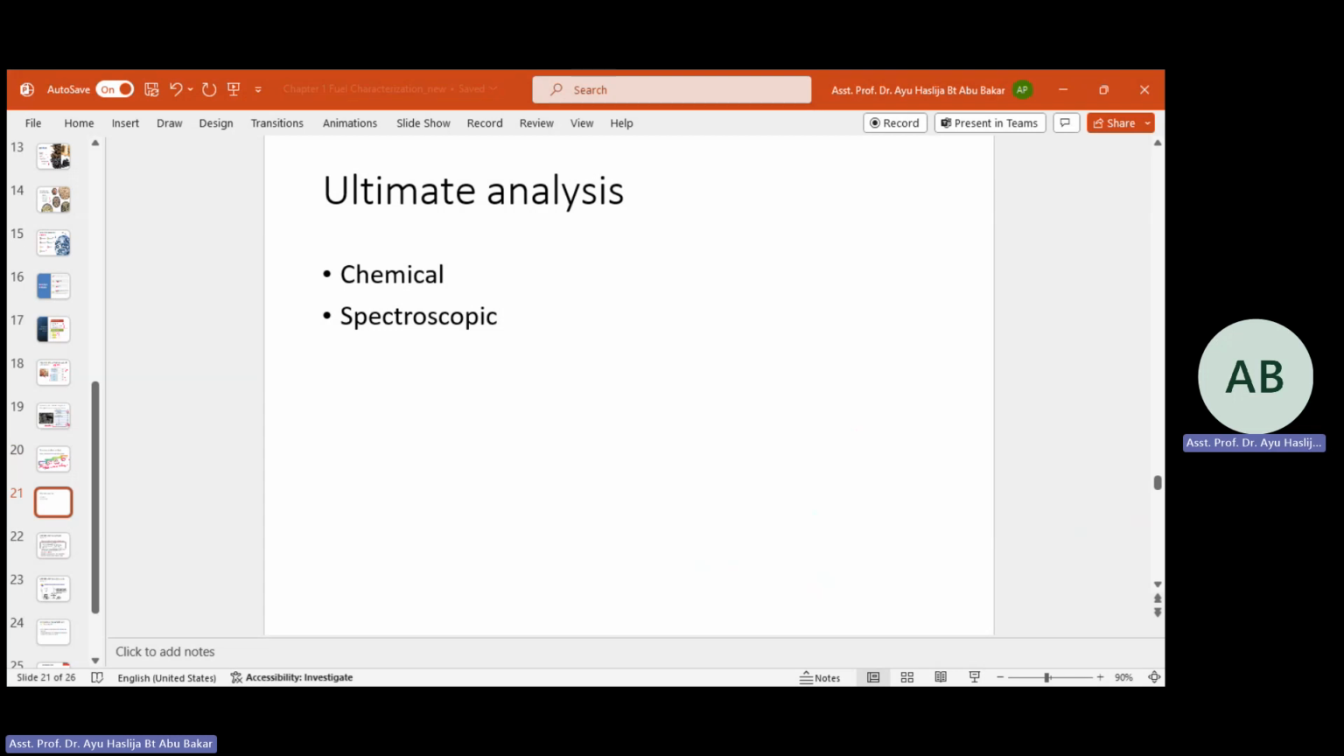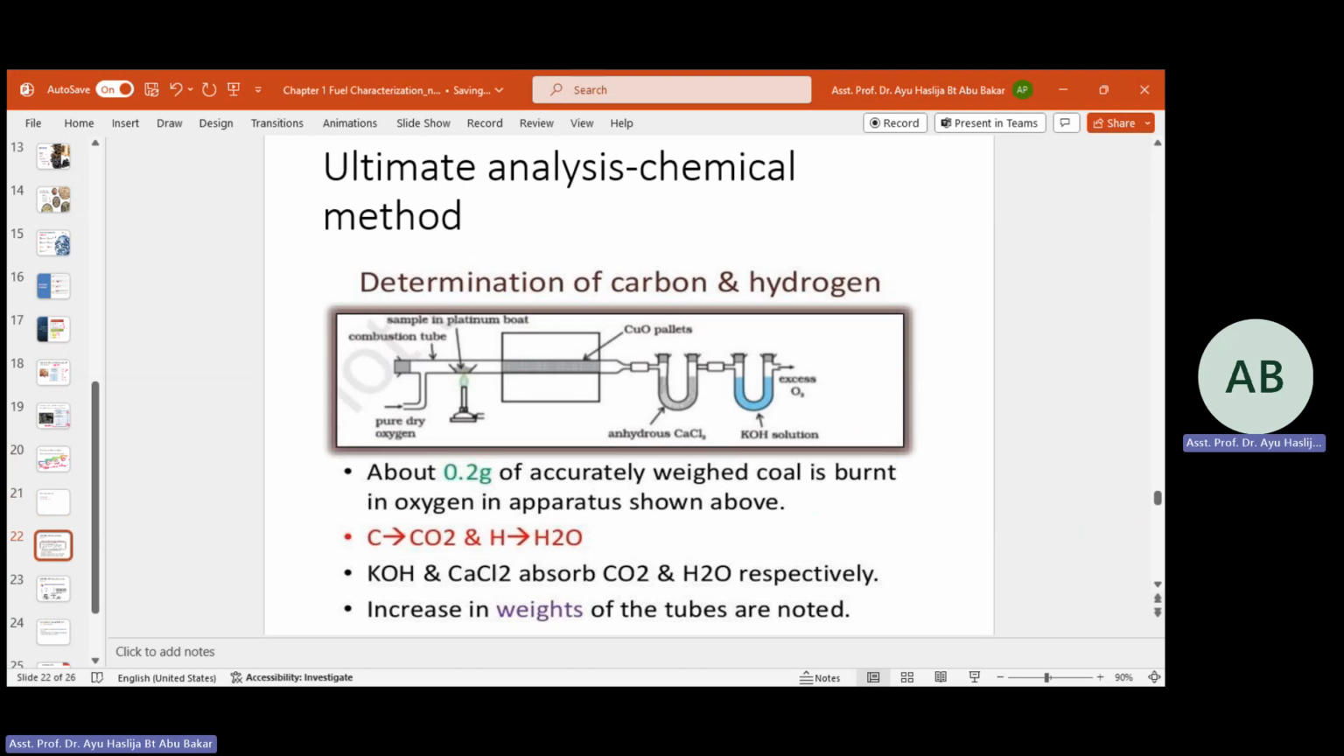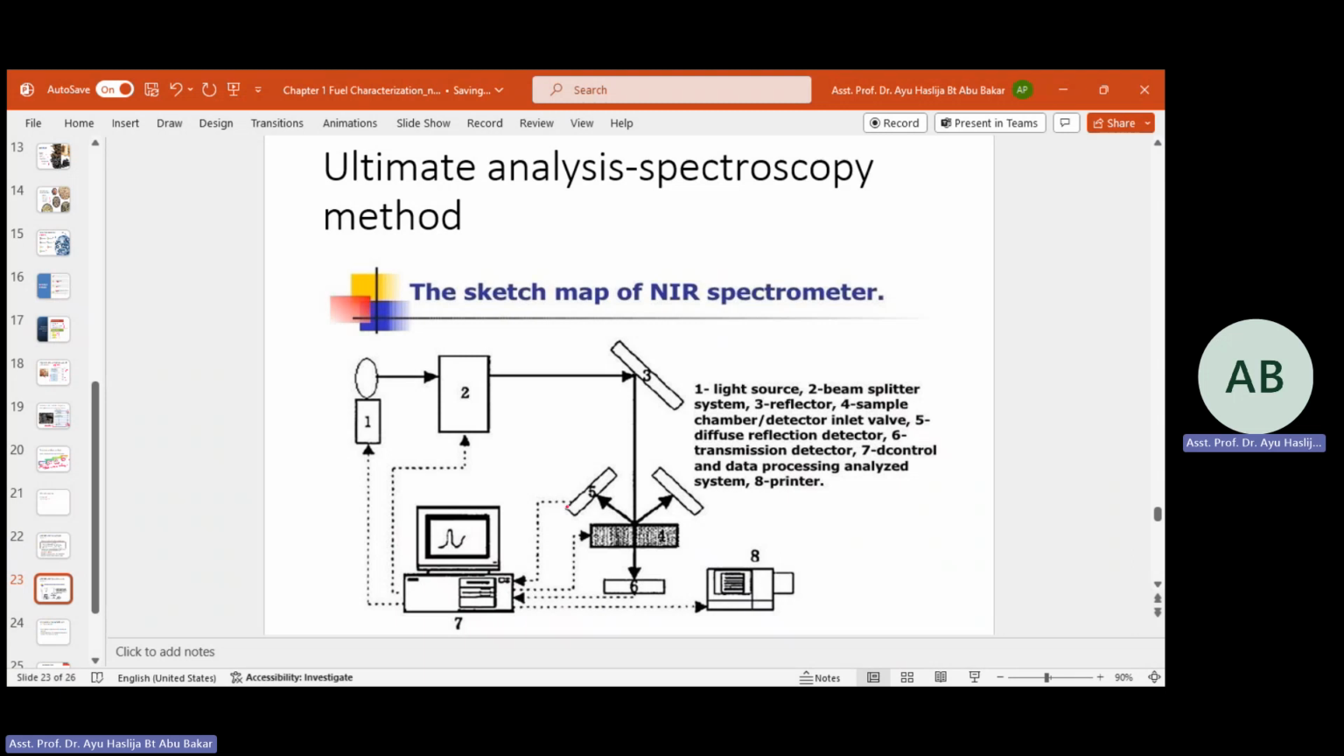Okay, ultimate analysis. Ada two methods. The chemical means here, the lab method, and also the spectroscopy using the equipment, the machine. This one, if you were to analyze in the lab, okay, these are the methods. I will not ask the details on how to do it lah. Just to introduce you how it can be done. Okay, this one using the equipment in the lab, we just pass them the sample, then they will put the sample into the machine, then analyze for you, come out the results.